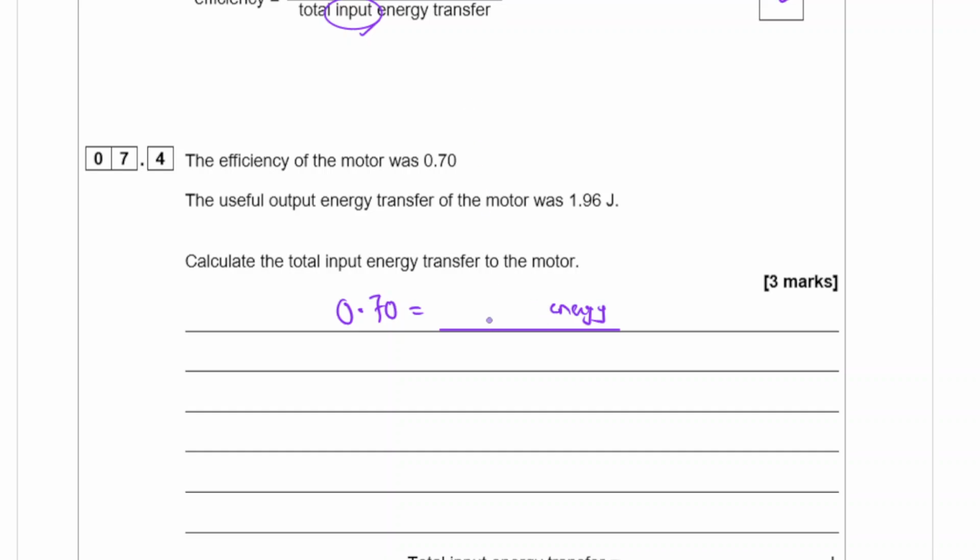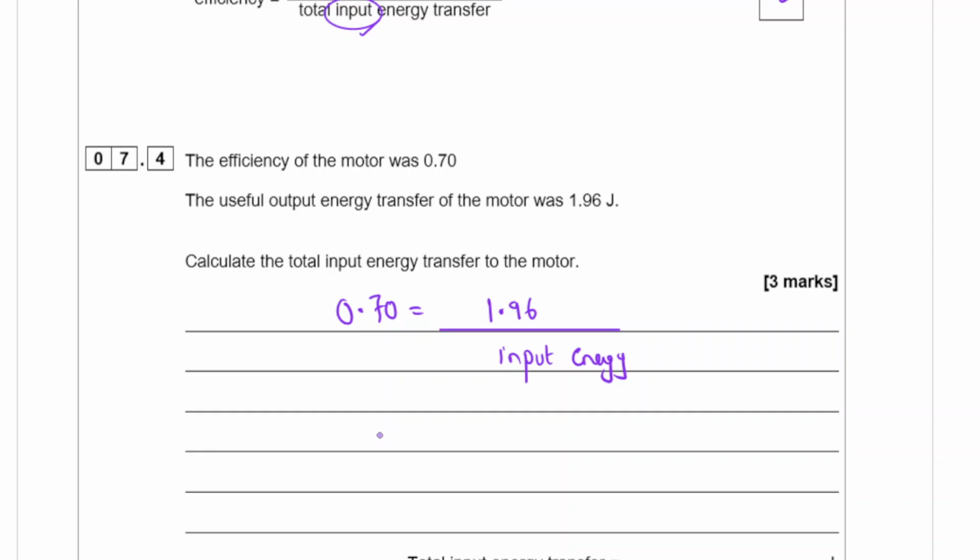Input energy is at the bottom. So this is going to be the output. So there's no point in writing the equation down. The output energy is 1.96. The input energy is what we are trying to find out. Now I'll know if I made a mistake or not if I get the answer less than 1.96. If I get it as less than 1.96, then it's definitely wrong.